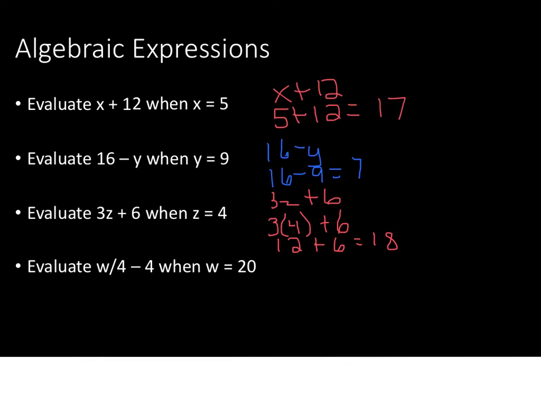Alright, so let's do the next one. It says evaluate w divided by 4 minus 4 when w equals 20. So this is w divided by 4 minus 4. And they said that w is equal to 20, so this is 20 divided by 4 minus 4. So 20 divided by 4 is 5, so then I have 5 minus 4, and 5 minus 4 is 1.